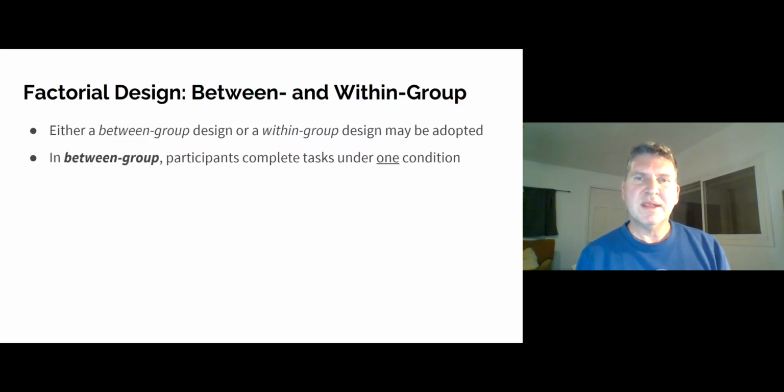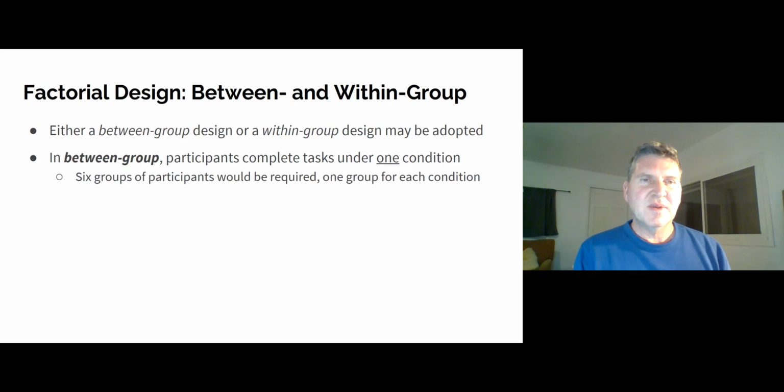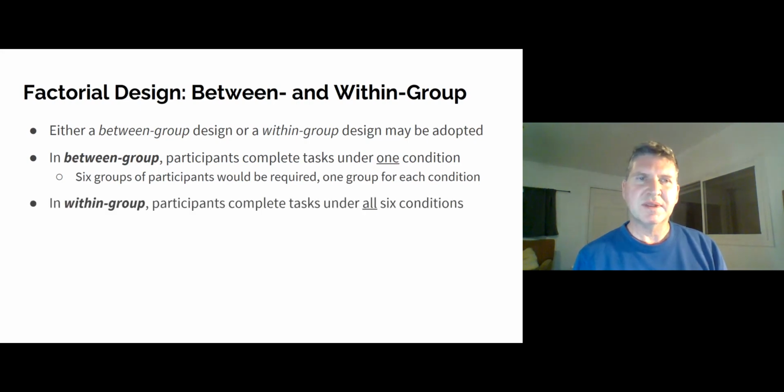With between, they complete tasks under one condition. So it's going to be one of those 6. So we'd have to divide up the pool of participants into 6 groups, and each one would do a single condition. A within group, we would have participants complete tasks under all 6 conditions.